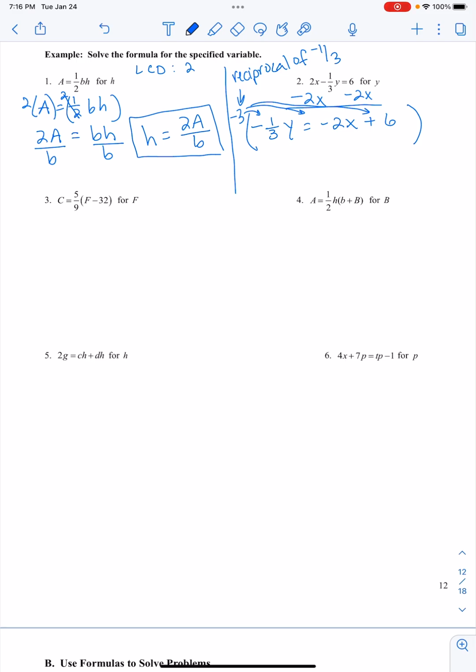So negative 3 times negative 1/3 gives us y. Negative 3 times negative 2 gives us 6x. And negative 3 times 6 gives us minus 18. And there we have it, y alone on one side.